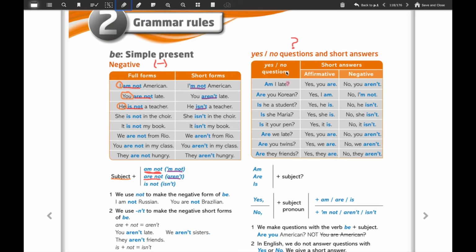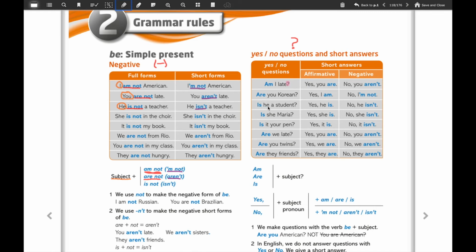So here you have, am I late? Yes, you are. No, you aren't. Are you Korean? Yes, I am. No, I'm not. Remember that here, am I late? I am asking myself, but it's the other person that answers for me, okay? And in this part, are you Korean? Is the other way. The other person asks me, and I am going to answer, okay? For that reason, it is yes, I am, and no, I'm not.